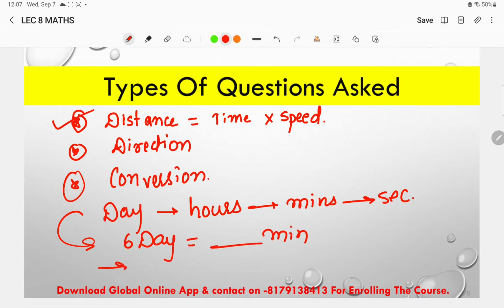Okay, so we must be able to understand that in one day there are 24 hours, right? There are 24 hours in one day. At the same time, in 1 hour there are 60 minutes, and in 1 minute there are 60 seconds. So basically we have to find in 6 days how many minutes are there.